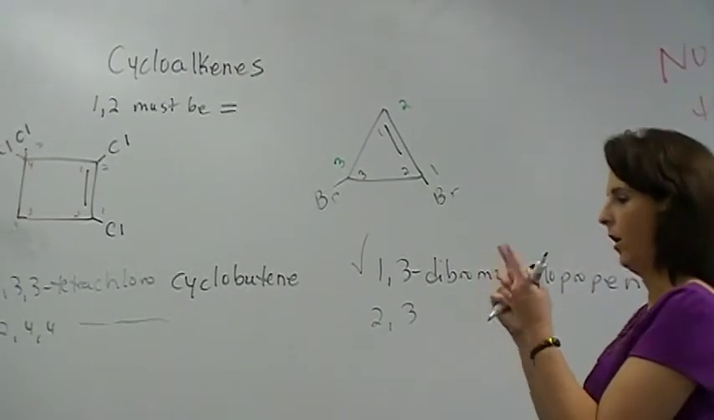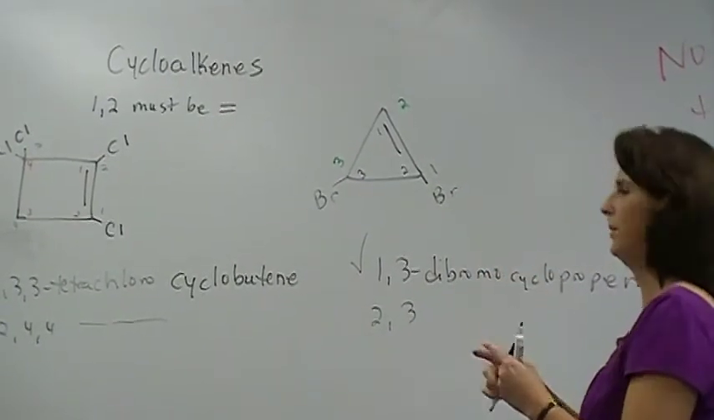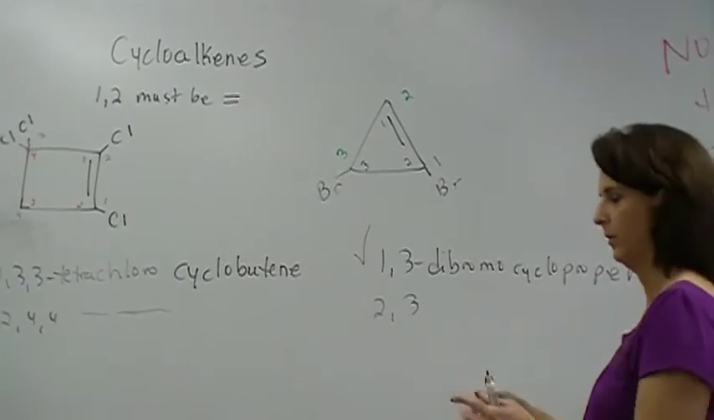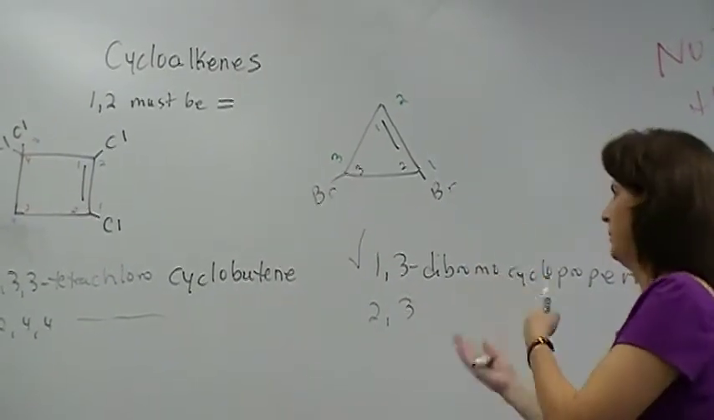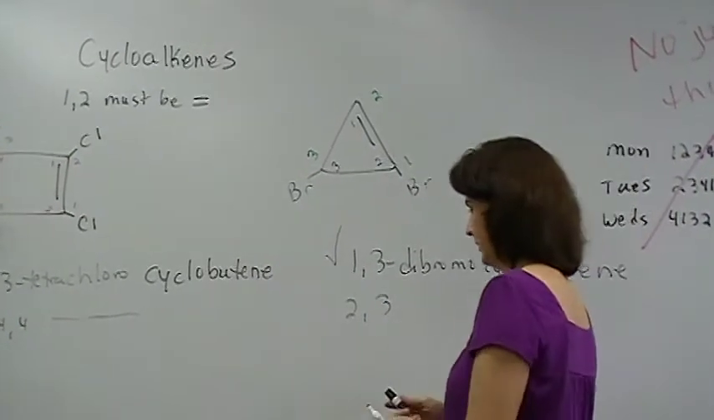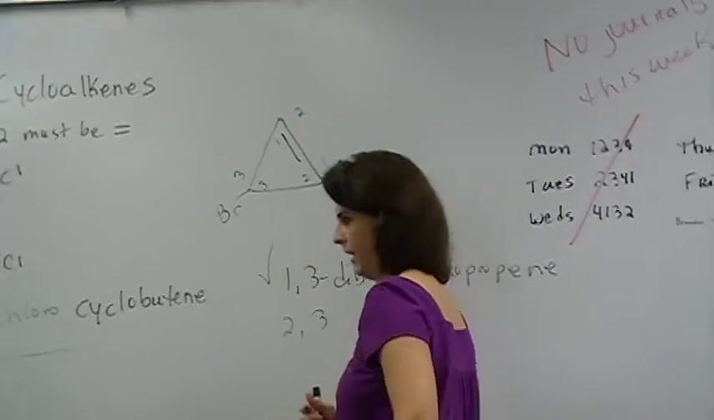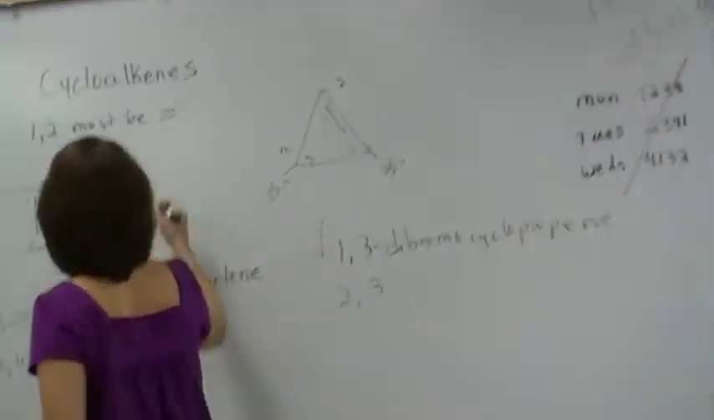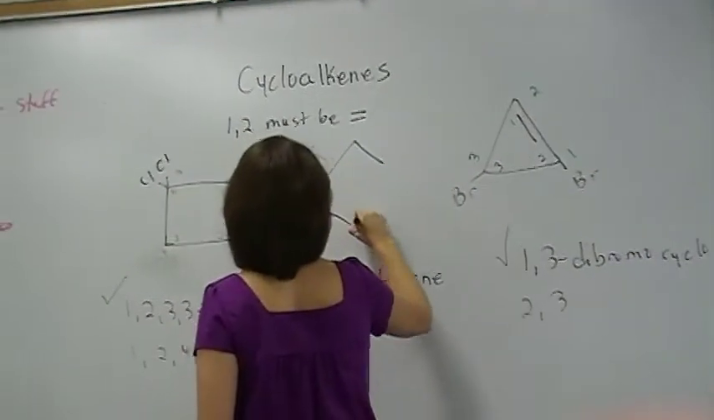So 1 and 2 are always along the double bond. It doesn't matter how many groups you got hanging off at any corner. 1 and 2 are the double bond. Pick the direction that gives you the lowest numbers. Now you're thinking, can I have a cyclodiene? Yeah. I'll give you one.